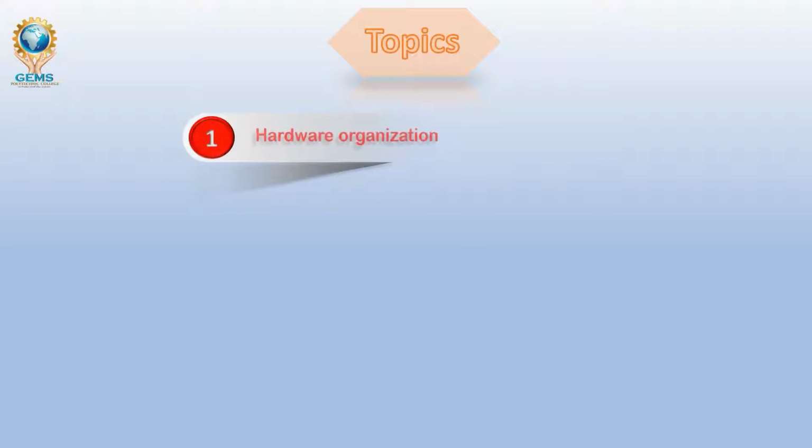Now let's see what topics we are going to cover in the first unit. At first, we are going to see about the hardware organization. In this topic, we will study about the hardware system of the PC, how the hardware is organized inside the PC, what hardware is commonly used in the PC, what the parts of the hardware are, how they function, and how they are attached inside the PC.